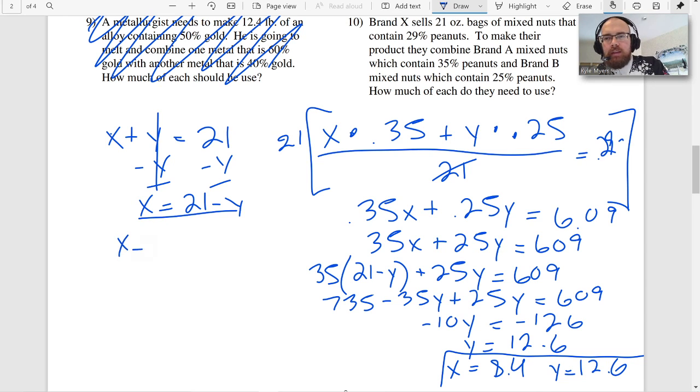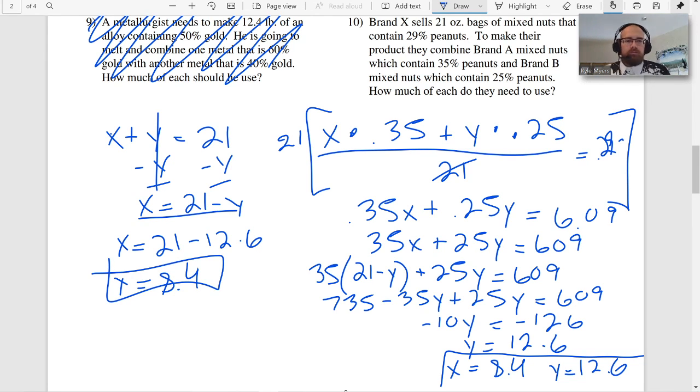So then we just plug it back in here. 21 minus 12.6. What is 21 minus 12.6? It is 8.4. X is equal to 8.4. All right, and those are our answers. And that's what I got there anyways. If your teacher likes units, don't forget the units. You would put ounces for both. So 8.4 ounces, 12.6 ounces. Make sure you have those in there if your teacher needs you to have those, or if they're going to count you off if you don't, or whatever.